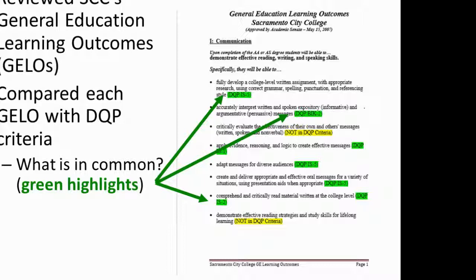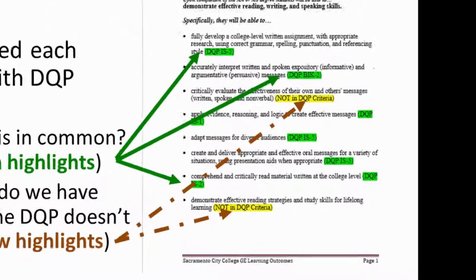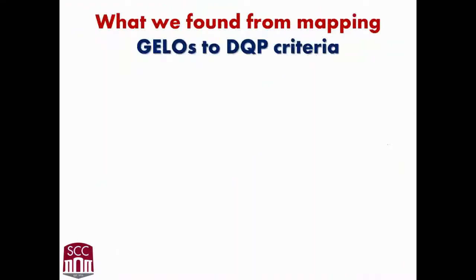which we identified in this sample in green, as well as what our JELOs have that the DQP outcomes don't identify. For example, demonstrate effective reading strategies and study skills for lifelong learning happens to show up in our JELOs, but we couldn't find them in the DQP outcomes. What did we find out from mapping our JELOs to DQP criteria?